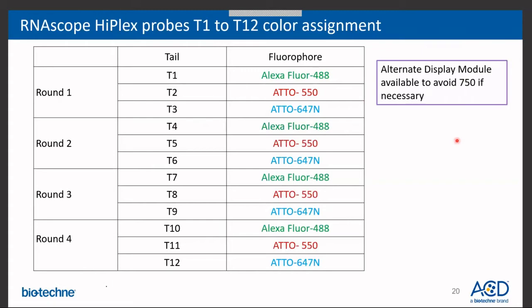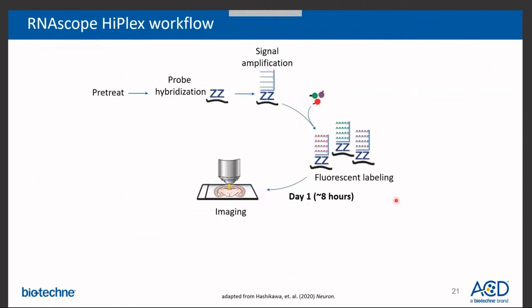However, if you don't have access to an imaging system that can detect Alexa 750, we have a workaround. You can instead get this alternate display module. Now, to detect 12 targets, you're doing 4 rounds with 3 colors, green, red, and far red. So it's 1 extra round of cleaving and refloring, but we do have the solution for you in case you don't have the laser lines and filter cubes for detecting Alexa 750.